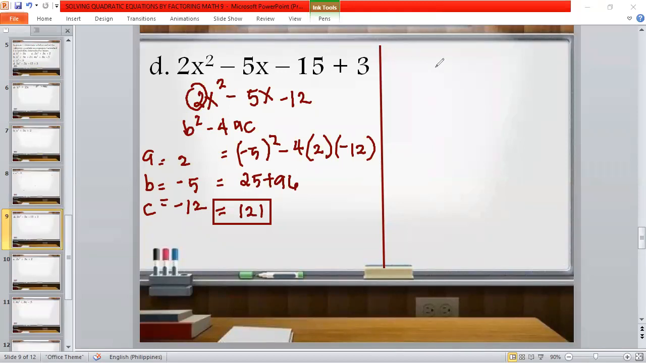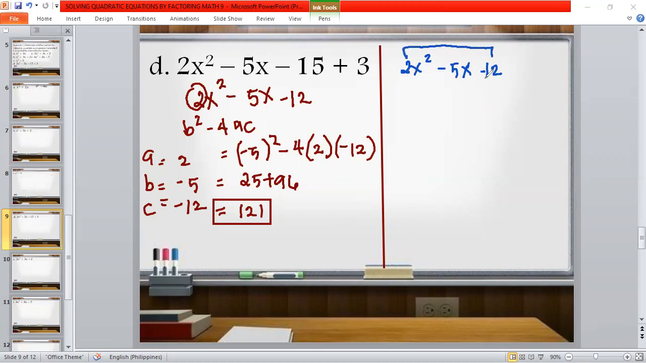Okay, so we have 2x squared minus 5x minus 12 as our quadratic expression. So ma'am, paano po namin kukuhanin ang factor ng 2x squared minus 5x minus 12 if we have a leading coefficient of 2? Okay, first thing you need to do is to multiply the leading coefficient of A and the coefficient of C. Okay, multiply.